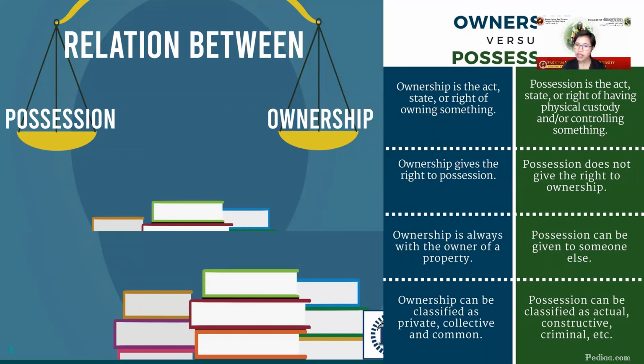So ownership can be classified as private, collective, and common. For example, a parcel of land, so that is a private property or common property. So possession can be classified as actual, constructive, and criminal. So for example, possession of firearms. So you own, that is not being called as ownership because that is illegal. Ang ownership ng firearms. So you only possess the firearms. Okay?